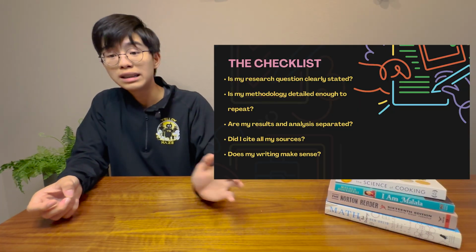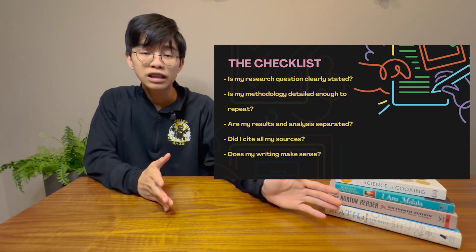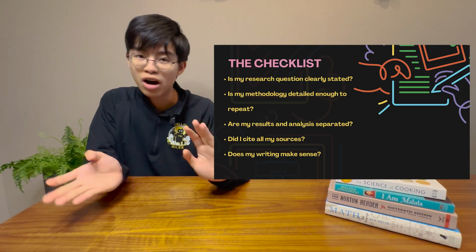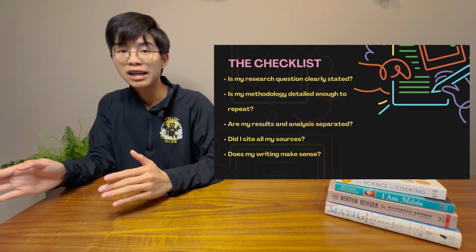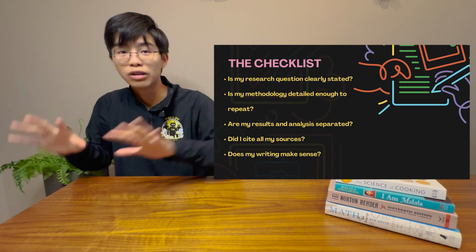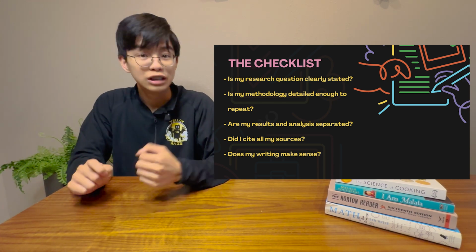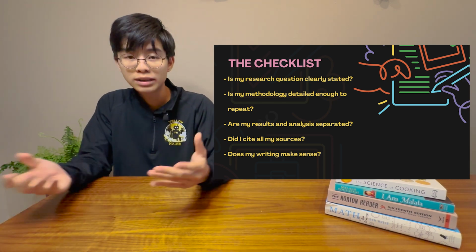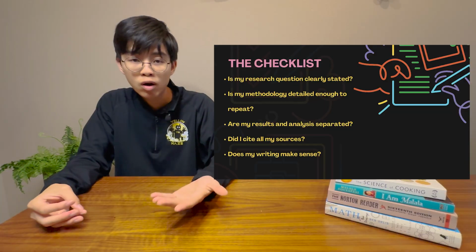And then, are my results and analysis separate, right? The data section should only have data, not analysis. The analysis section should be where you do all the talking about the significance of your data, right? Those two things are separate. And then, did you cite all your sources? Remember, no plagiarism, keep everything organized. That's why we use Zotero or Obsidian.